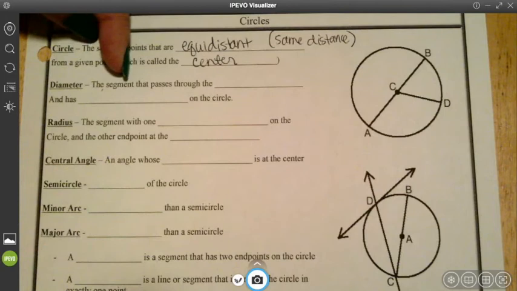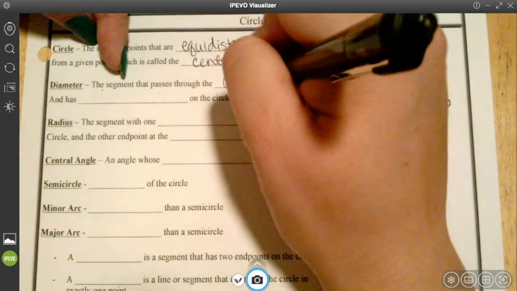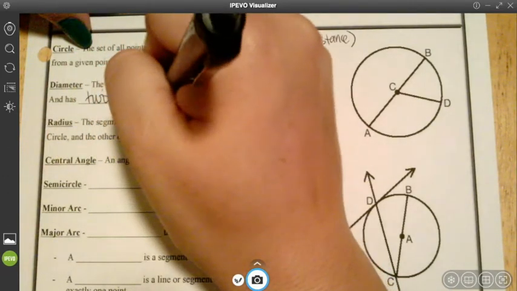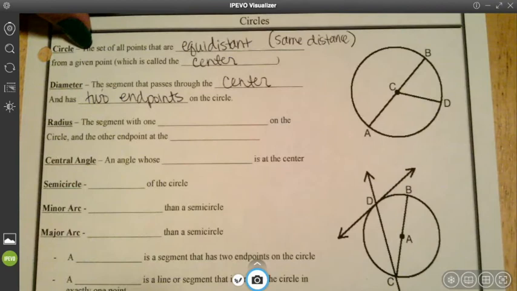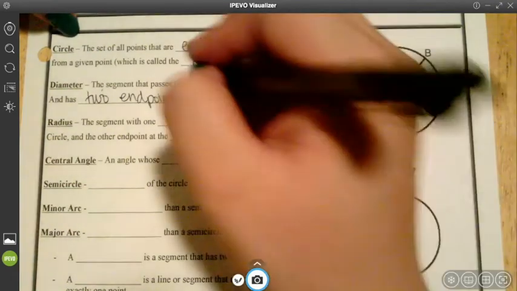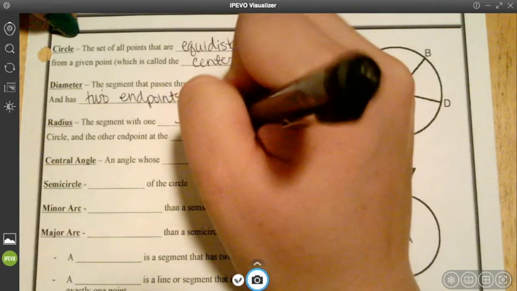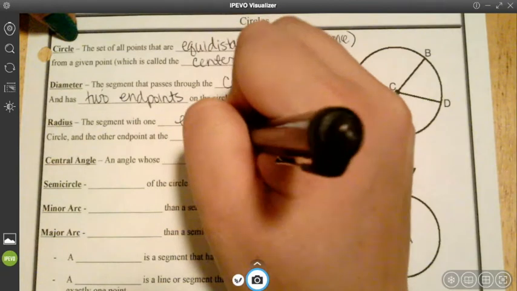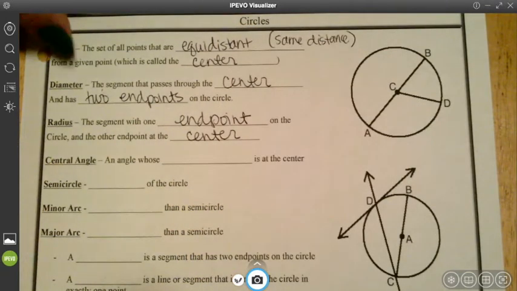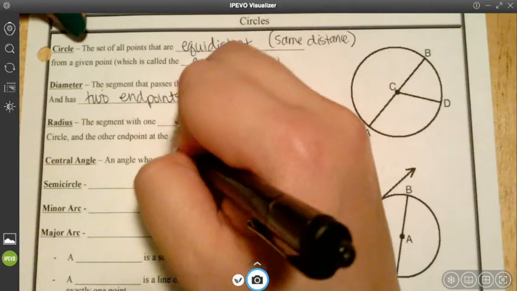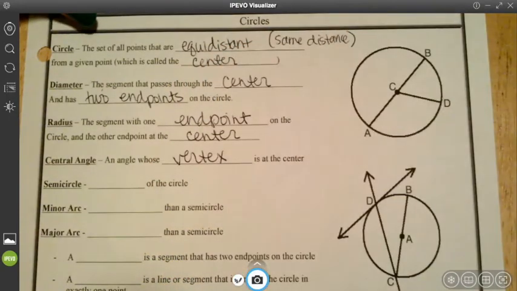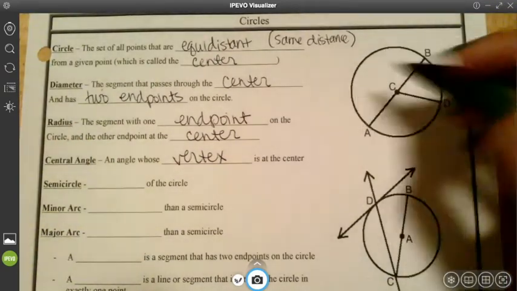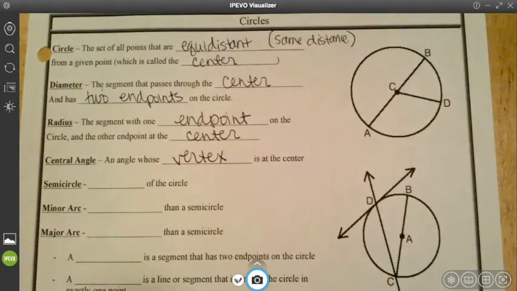The diameter is the segment that passes through the center and has 2 endpoints on the circle. The radius is the segment with 1 endpoint on the circle and the other endpoint at the center. The central angle is the angle whose vertex is at the center. Some new vocabulary terms. Let's take a look at what these look like graphically.